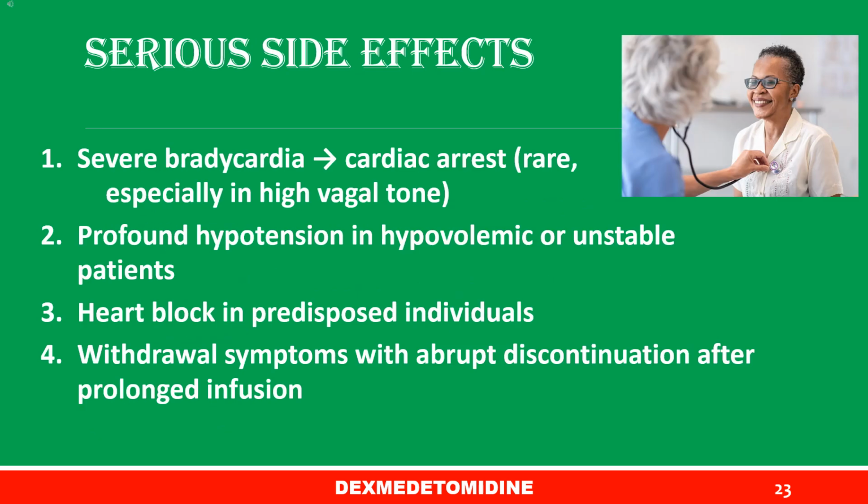5. Nausea, vomiting. Dexmedetomidine can cause nausea or vomiting. Serious side effects of dexmedetomidine. 1. Severe bradycardia leading to cardiac arrest, rare. Especially in high vagal tone, dexmedetomidine can rarely cause very slow heart rate leading to cardiac arrest, more so in certain patients. 2. Profound hypotension in hypovolemic or unstable patients. Dexmedetomidine can cause very low blood pressure in patients with low blood volume or unstable patients.